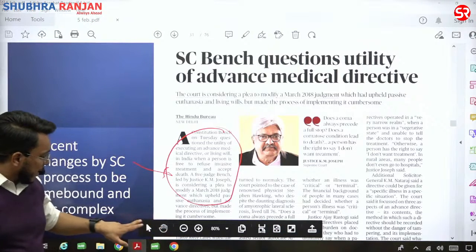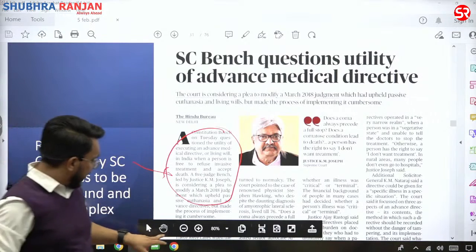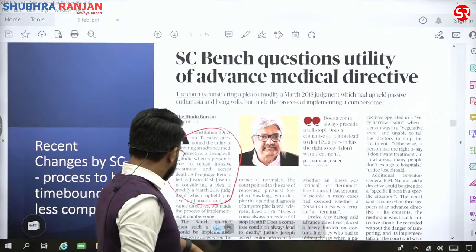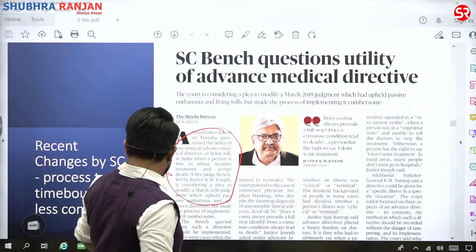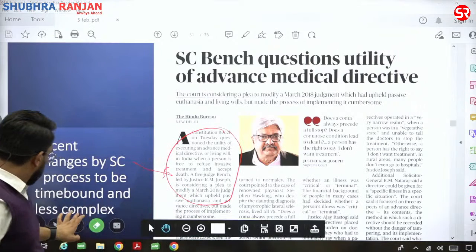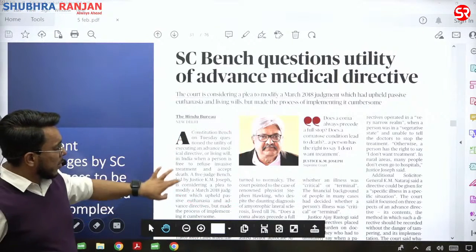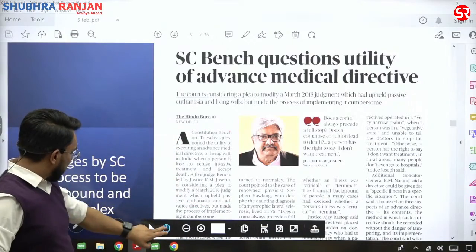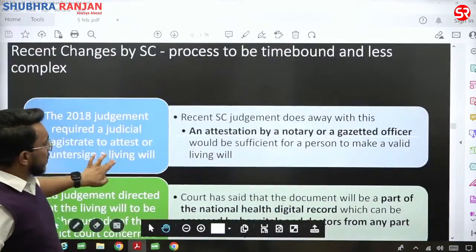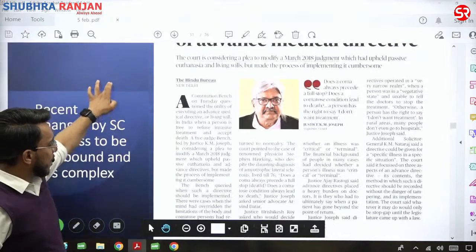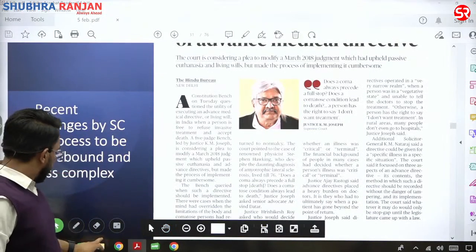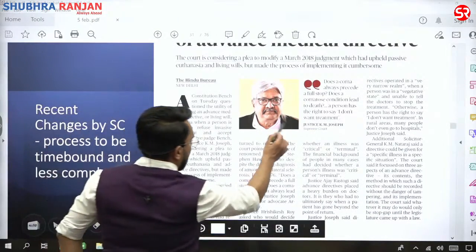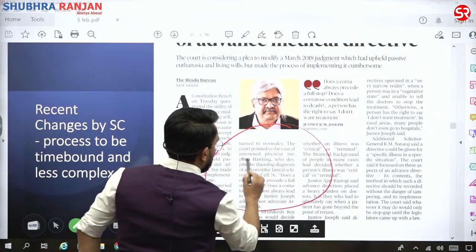Let us come to that point once. Just here if we see this particular Supreme Court's observation. Now what the Supreme Court provides here: the Supreme Court has given the example of Stephen Hawking.